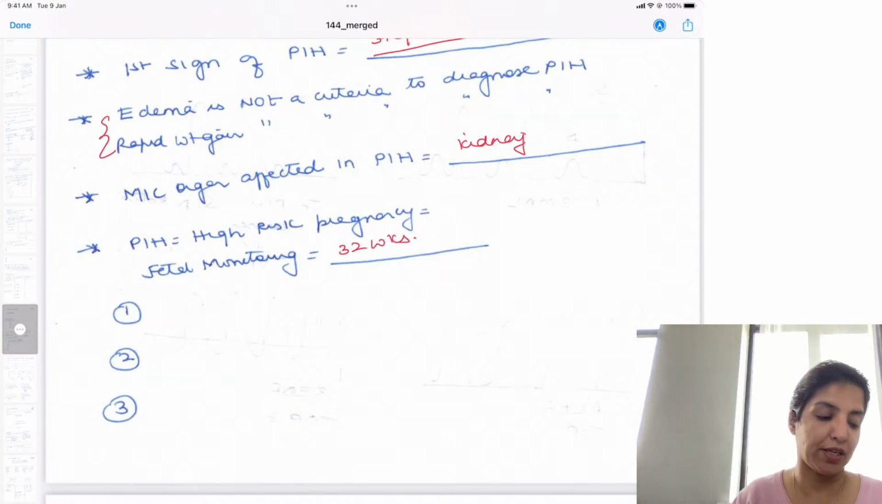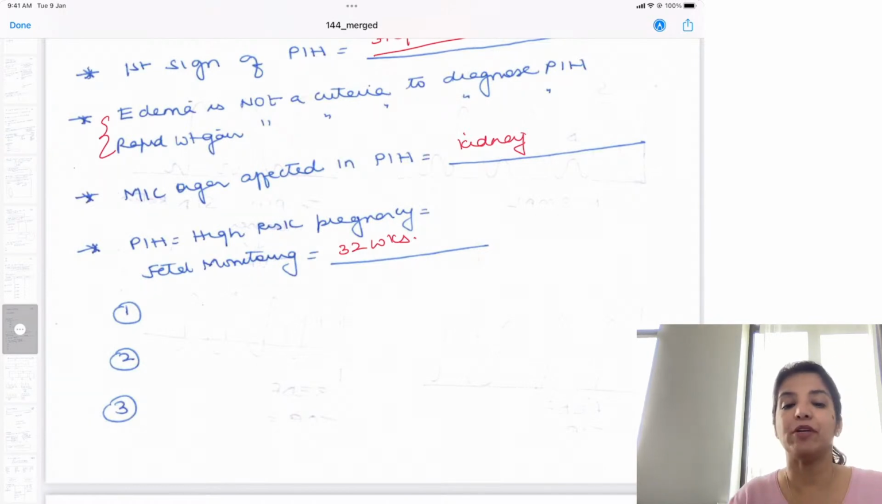We will start from 32 weeks, right? What all are you going to do in fetal monitoring? Come on, tell me, all the students of Bishkek who are attending this, what all are you going to do in fetal monitoring? This is a repetition of the things which I have told you. It is repetition. Tell me quickly, what all investigations are you going to do?